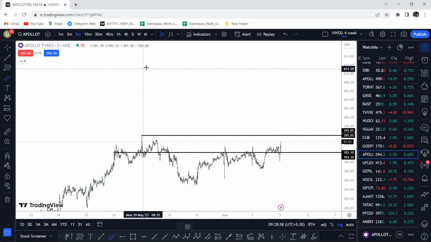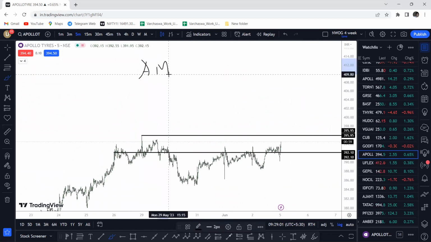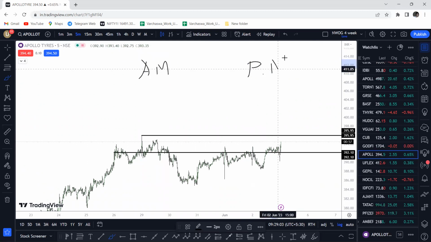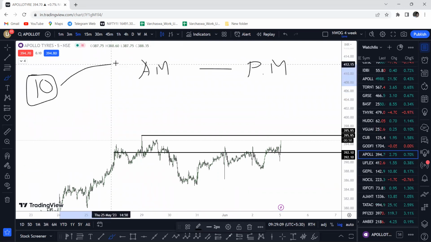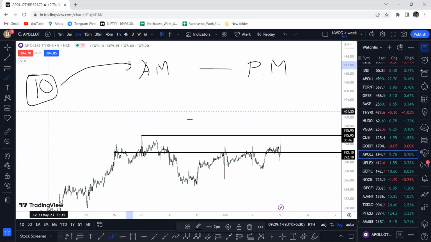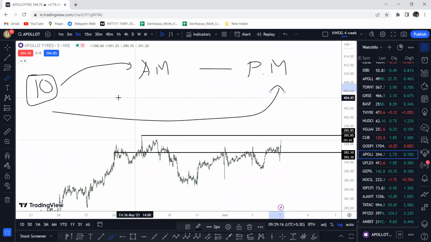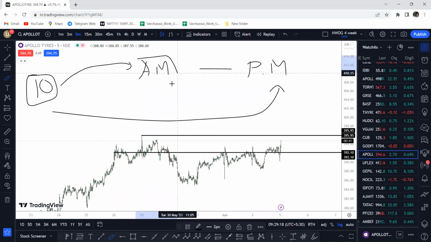Okay, so now you spend some time in the market, and you have to trade only two sessions. Number one is the AM session, and number two is the PM session. You need to identify, let's say I keep 10 stocks in my watch list. I need to decide which stock I think will shoot in the AM session, and which stock I think will shoot in the PM session.